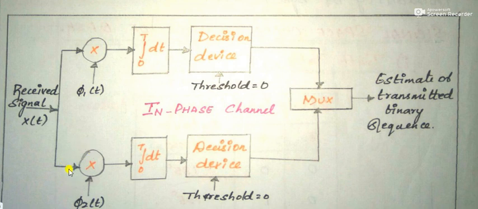here the even bit stream is multiplied by phi 2(t). The output of the multiplier is integrated over a one bit period. The output is compared with the threshold device. If it exceeds the threshold value, the decision device takes 1, otherwise it is 0. Now the odd bit stream and even bit stream are combined together by using a multiplexer. The output will be the estimate of the transmitted binary data sequence. The data sequence transmitted from the transmitter is the same as that received at the receiver side.